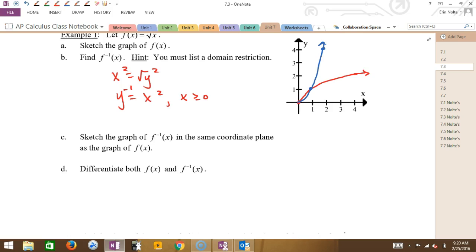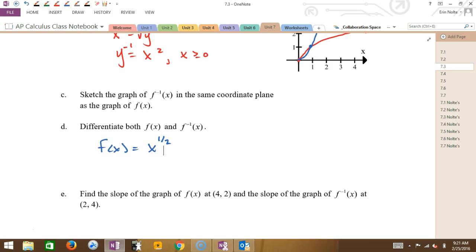So now for D, it says to differentiate both the original function and the inverse function. I'm going to start with f of x, which was given to us as the square root of x, which is the same as x to the 1/2. So what is the derivative of x to the 1/2? Yeah, so 1/2 x to the negative 1/2, which I'm just going to write as 1 over 2x to the 1/2.